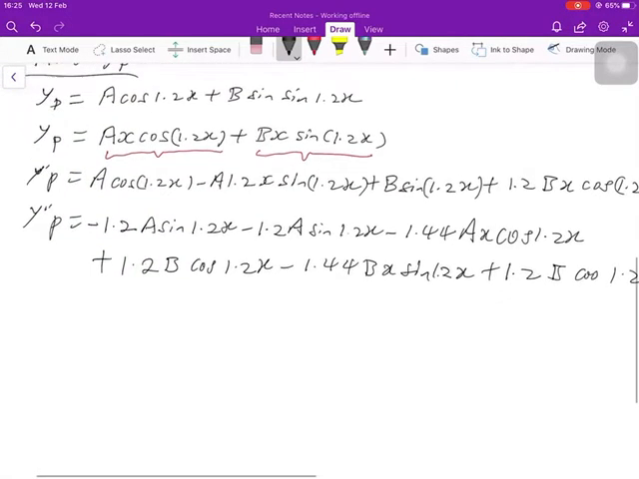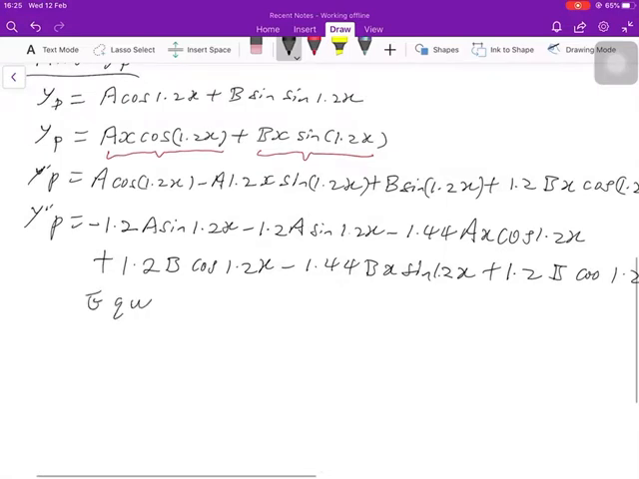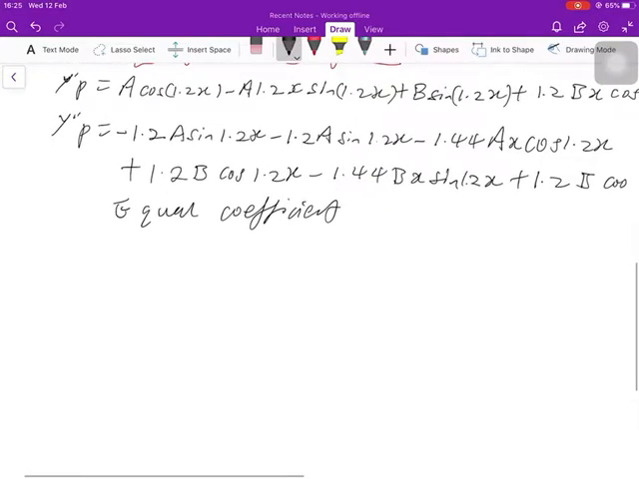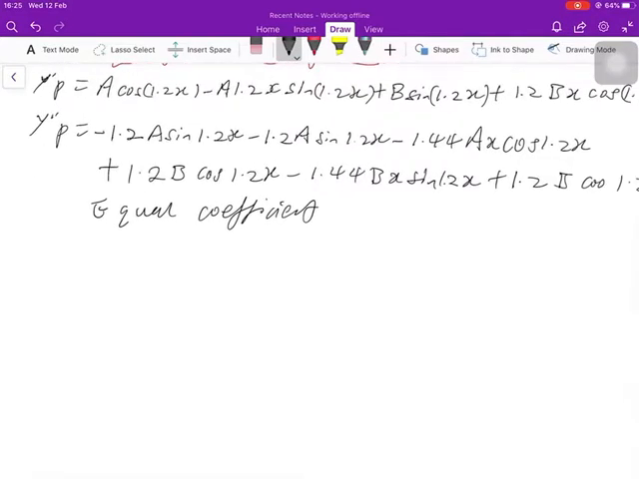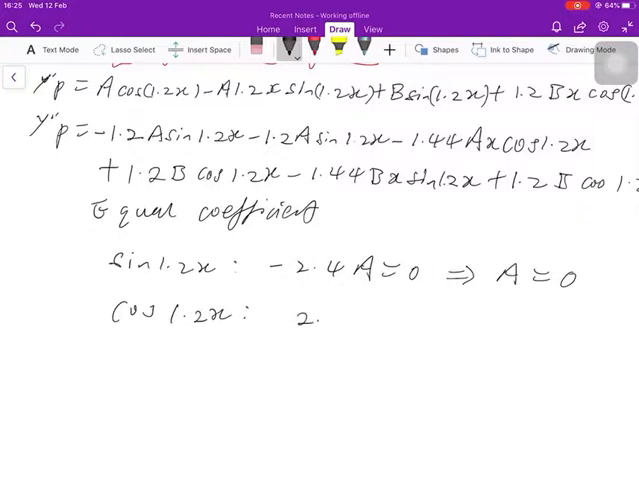Now you substitute this, then you equate the coefficients. For x sine 1.2x, we have minus 2.4a equal to 0, and then we find a is equal to 0. For the coefficient of cosine 1.2x, we have 2.4b equal to 24, and you find the value of b is equal to 10.